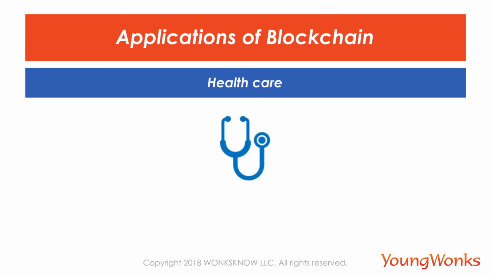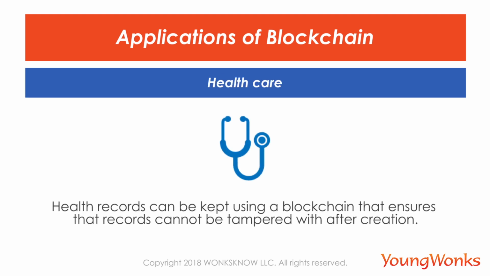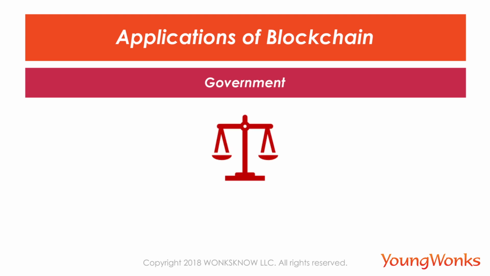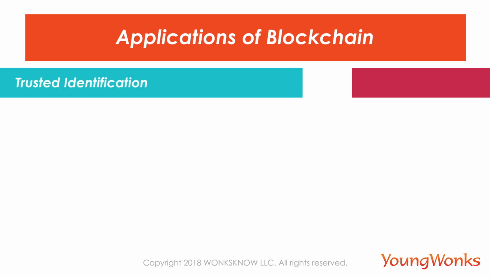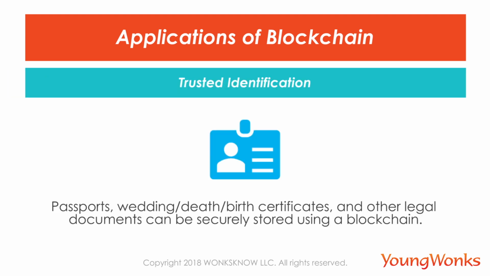Healthcare. Health records can be kept using a blockchain that ensures that records cannot be tampered with after creation. Government. Blockchains can be used to create a secure digital voting system that ensures that people cannot vote twice. Trusted identification. Passports, wedding, death, birth certificates, and other legal documents can be securely stored using a blockchain.